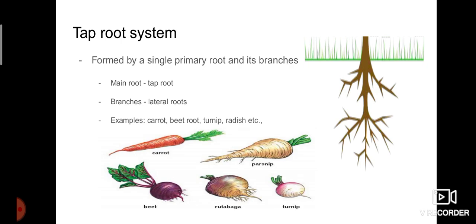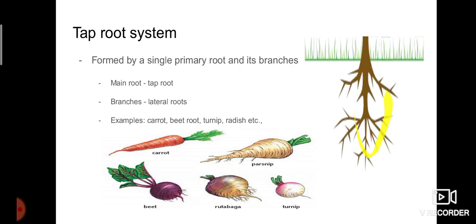For example, if you look at this picture, you can see a single primary root from the top to the bottom, isn't it? From this primary root, some branches of roots may also be noticed. This type of root system is called taproot system. That is, taproot contains a single primary root, and from this root we can find many branches. That is called taproot system.